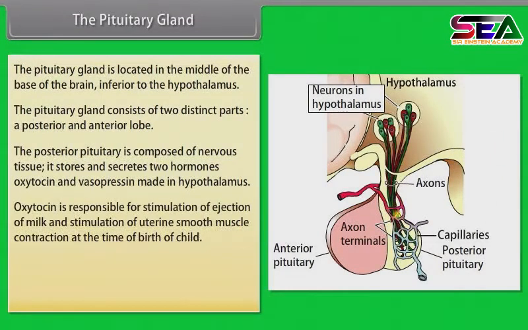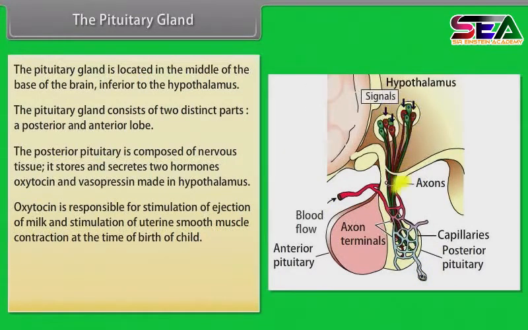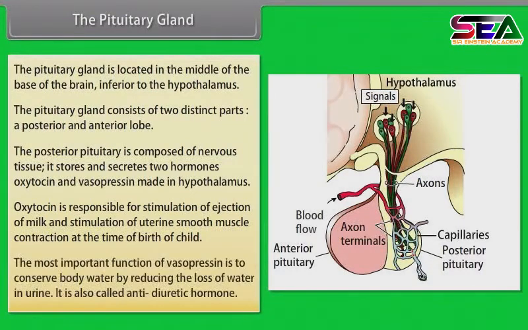Oxytocin is responsible for stimulation of ejection of milk and stimulation of uterine smooth muscle contraction at the time of birth of child. The most important function of vasopressin is to conserve body water by reducing the loss of water in urine. It is also called antidiuretic hormone.